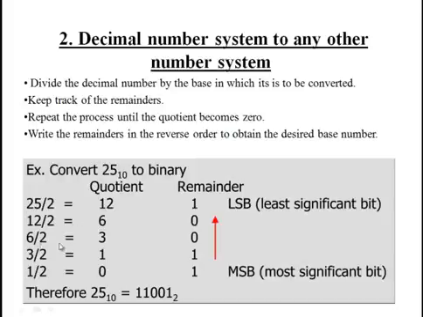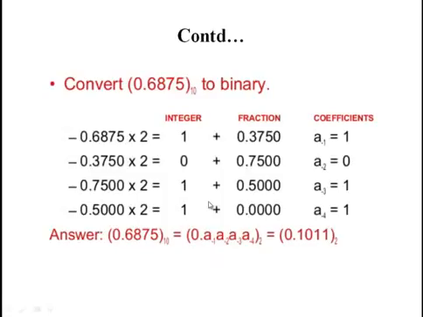After that, this quotient 6 is again divided by the base 2, and the quotient is 3, and the remainder is 0. So we repeat this process until we get the quotient of 0, and we keep a track of the remainders. So to get the desired base number, we write the remainders in the reverse order, that is 11001, where the first 1 is the most significant bit and the last one is the least significant bit.